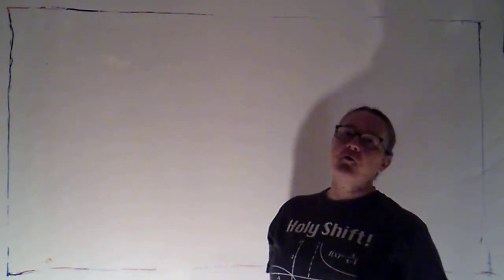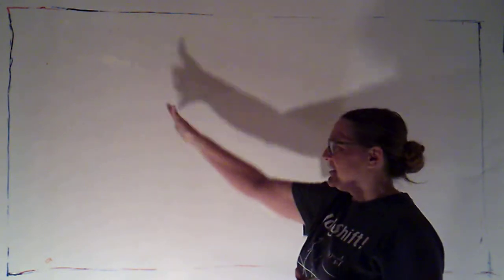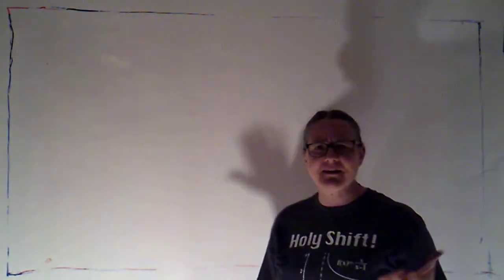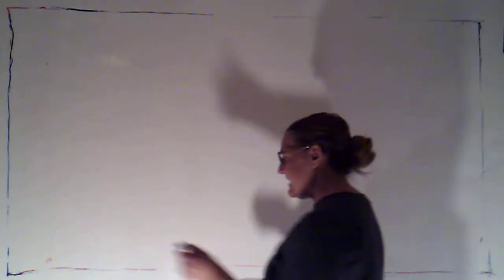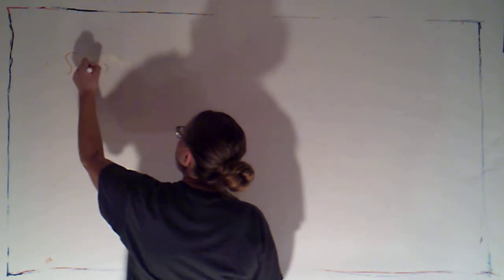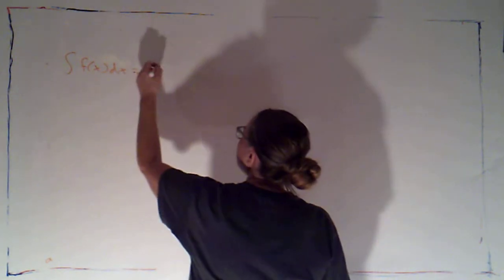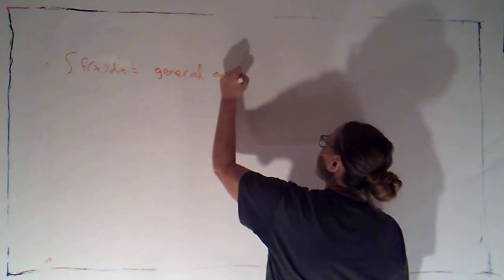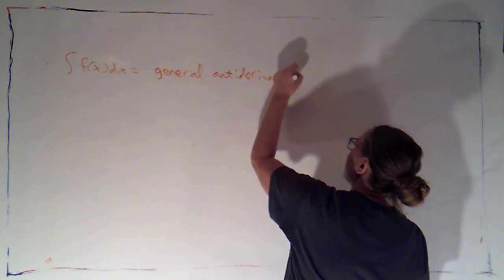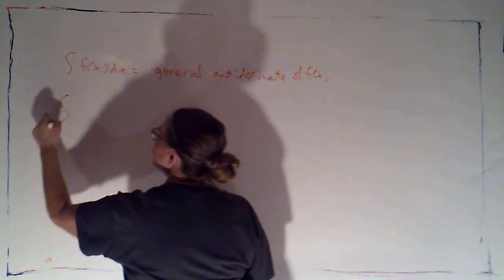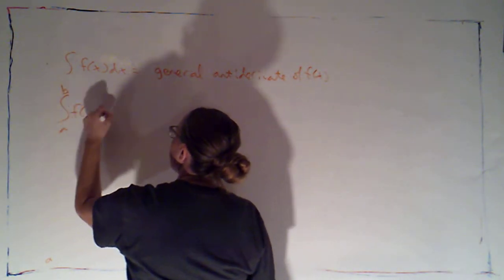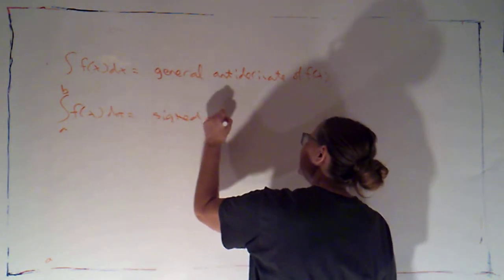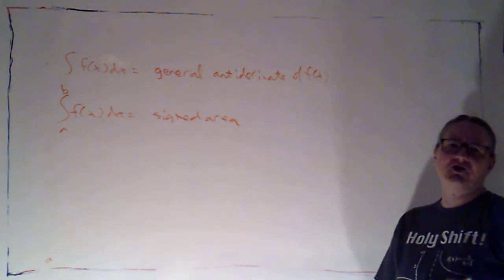And back in section 4.9, when we were using this integral sign and calling this an indefinite integral, and then we switched to this definite integral, it seemed like they were two totally different things, because the indefinite integral of f of x dx is a family of functions. It's the general antiderivative of f of x. The definite integral from a to b of f of x dx is signed area. Seemed like they had nothing to do with each other.